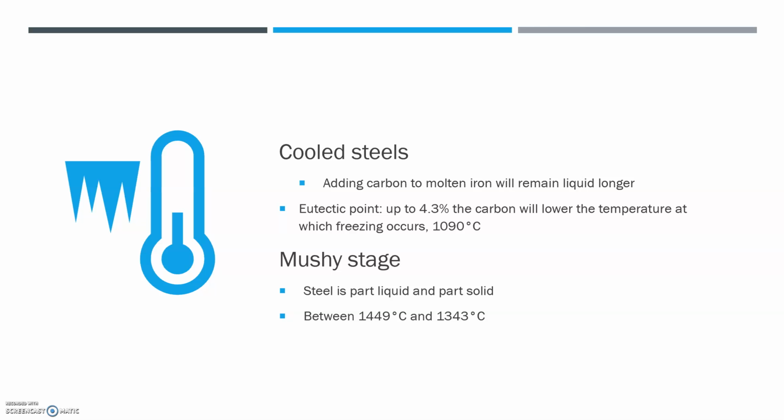Pages 9 and 10: when carbon is added to steels in the cooling stages around 1400 and 1300 degrees, it will remain in the mushy stage longer while it absorbs the carbon. If too much carbon is added, around 4.3%, the steel will cool much faster, resulting in a hardened state. The 4.3% carbon content is known as the eutectic point, which is when the carbon freezes the steel.